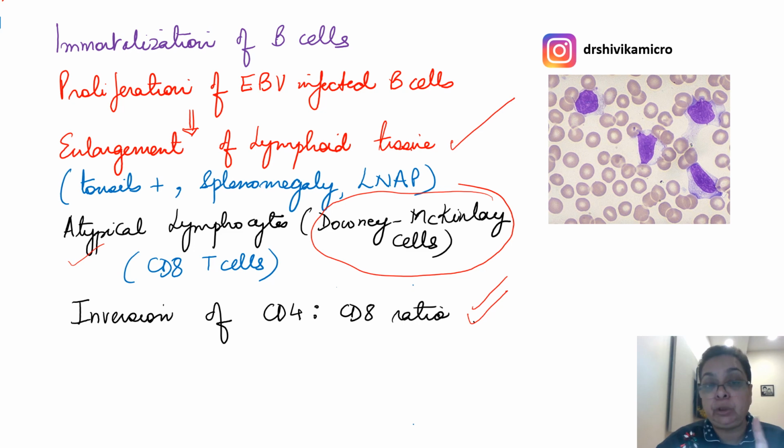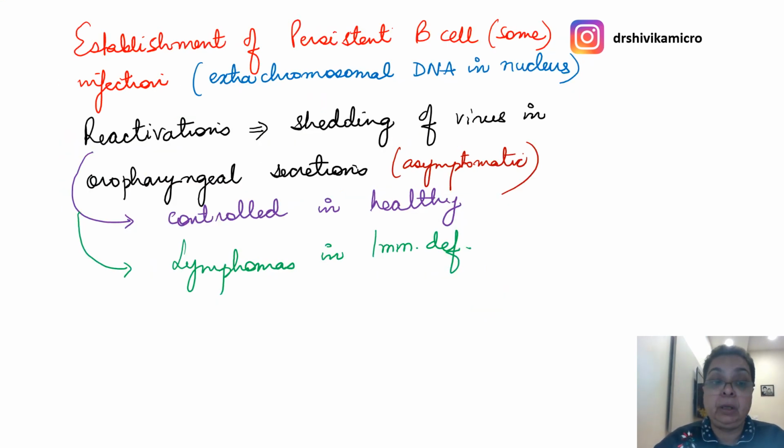Right? So important to remember immortalization of the B cells. Atypical lymphocytes are the activated cytotoxic T cells. Now, once the B cells are infected, after some time, once a primary infection occurs, the Epstein-Barr virus sometimes establishes latency in some of the B cells.